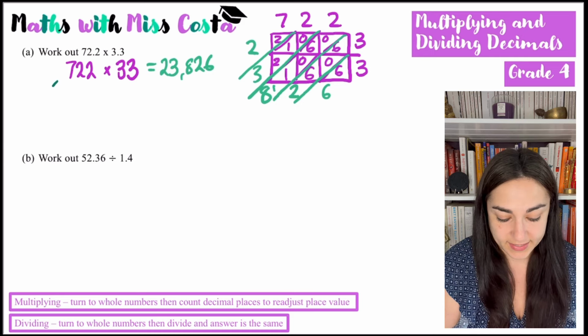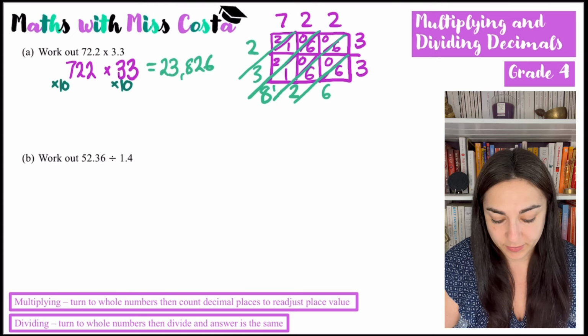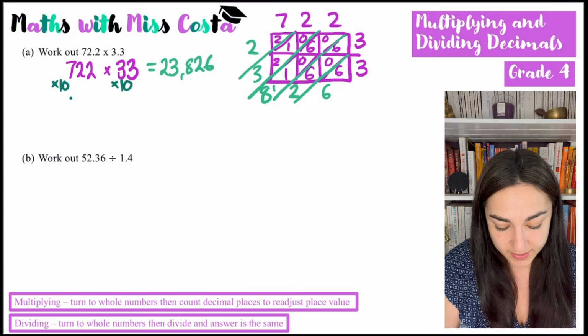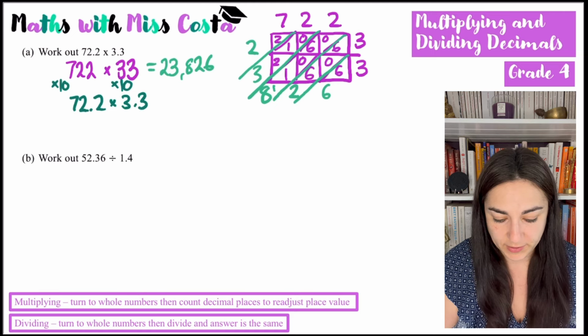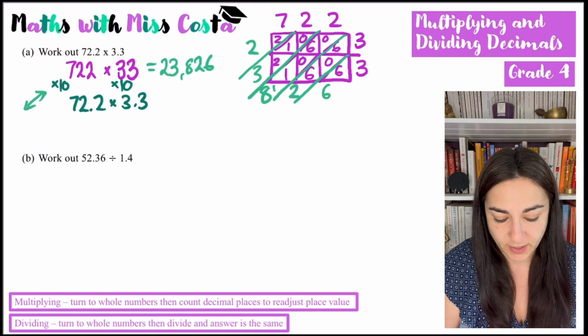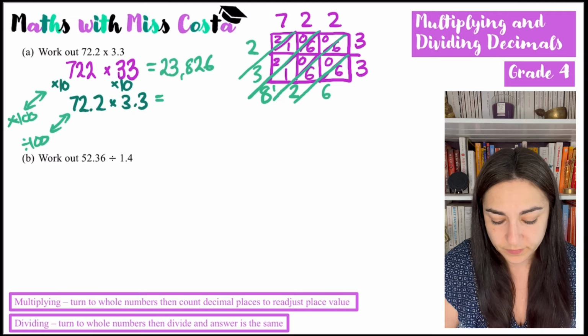Well, I times 72.2 by 10, and I times 3.3 by 10. So in order to get it back to its original form, in total, if I times by 10 and then times by 10 again, I'm timesing by 100. To get it back to its form, I'm going to need to divide by 100.